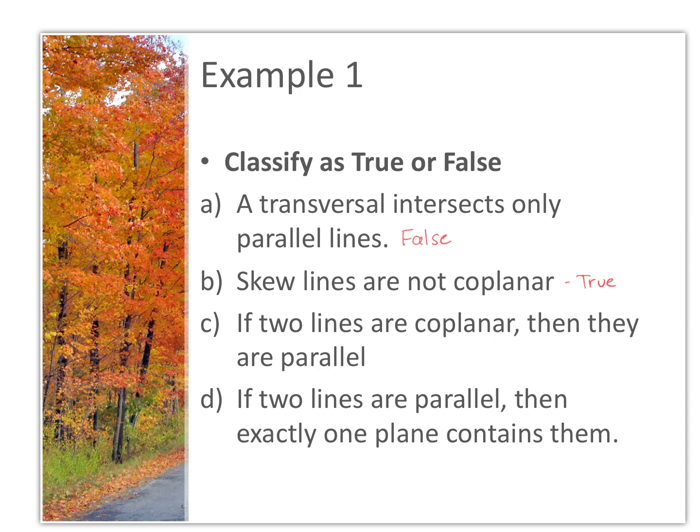If two lines are coplanar, then they are parallel. That would be false. And again, remember, this is a conjecture, let's say. We're thinking of a counterexample. I can have these two lines be coplanar and not parallel. So definitely false. And then D, if two lines are parallel, then exactly one plane contains them. And that would be true, because remember that parallel lines are coplanar, and so they're on the same plane.